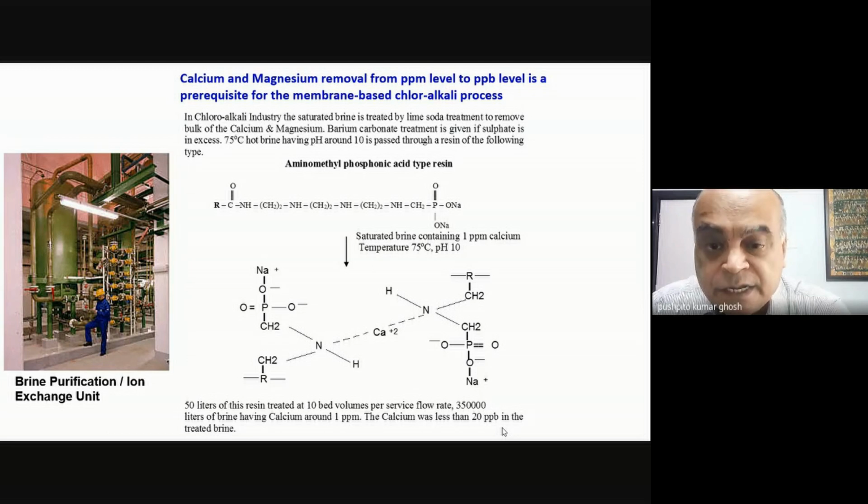You understand? If you use this concentration of calcium magnesium in your brine, your membrane would be gone. You would not be able to operate the membrane even for 2 months. Forget about operating it for 5 years. Whereas once I reach these levels, I can operate my membrane over a longer duration. All clear?